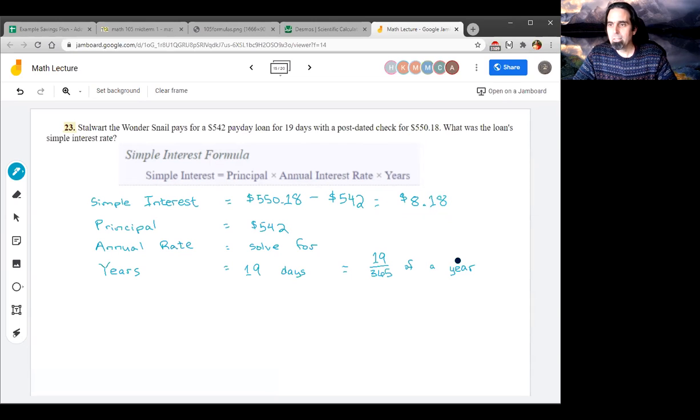Everyone happy so far? Okay, that was the hard part. Now we just plug it in. So 818 is 542 times some rate I don't know, times... and is everyone okay if I change my fraction into division because the calculator will like it better.